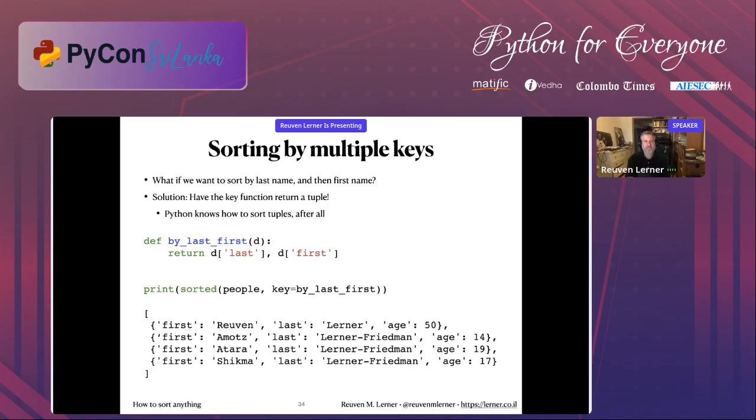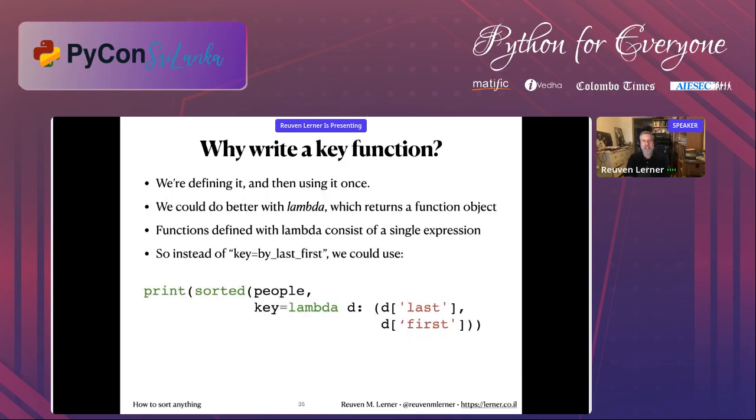Pretty snazzy. Now, why write a key function? The whole point is that we're defining this function so that we can sort better. But what if I'm defining it just to use it once? I could do better with lambda, right? Lambda returns a function object. And a function that uses lambda is just one expression, but one expression is what I'm generally going to need. So instead of saying key=by_last_first, I could just say print(sorted(people, key=lambda d: (d['last'], d['first']))). Will this work? Absolutely, positively, it will work. Is it a good idea? I would say increasingly, no.